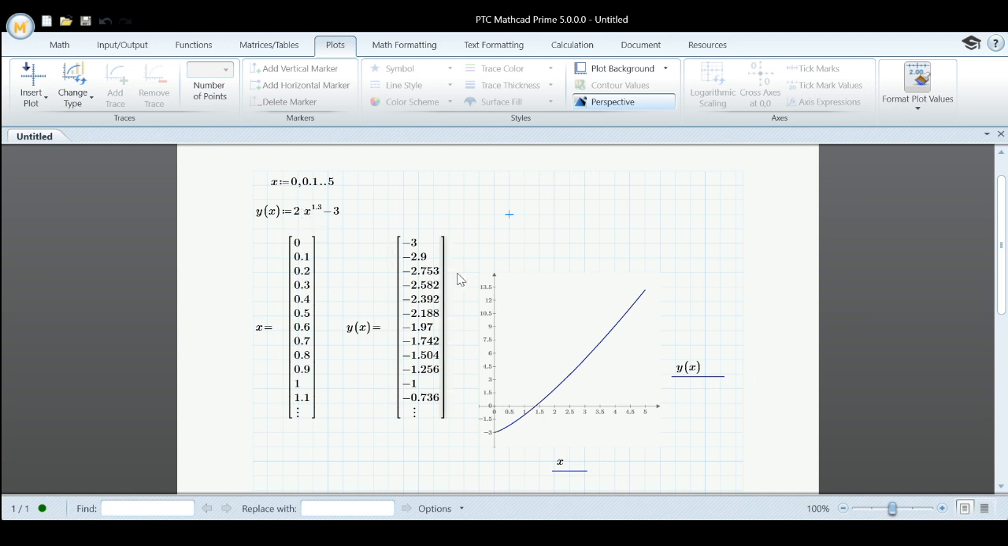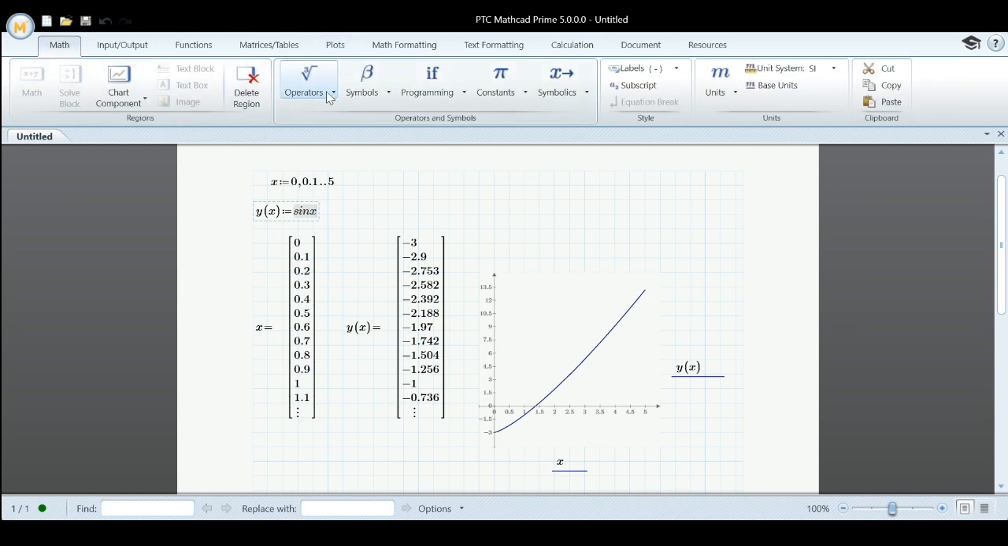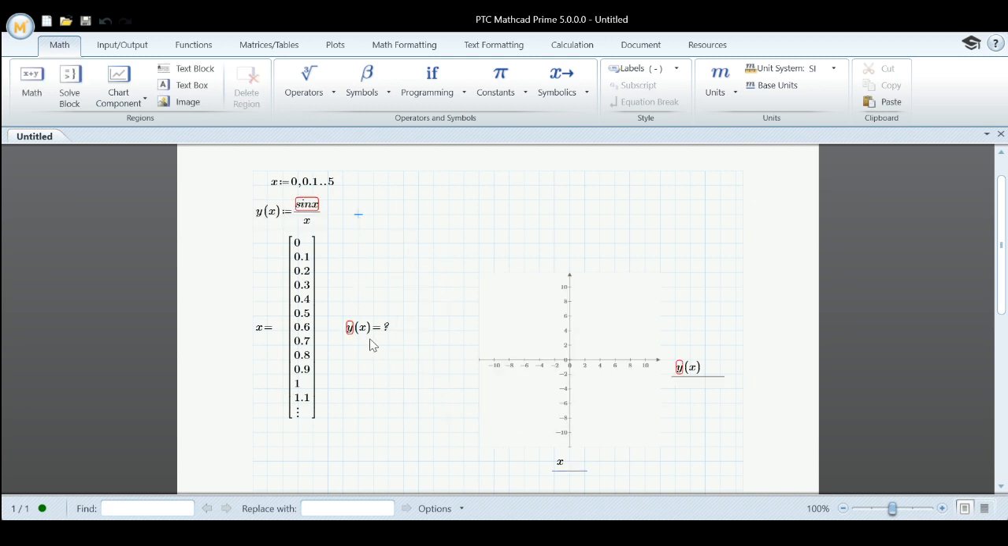Now come to this expression. Suppose you have a function like this, sin x by x. Sin x by x. Okay. So you see, it is not giving. Why? Can you say? Because for the point 0, it becomes 0 by 0, undefined.